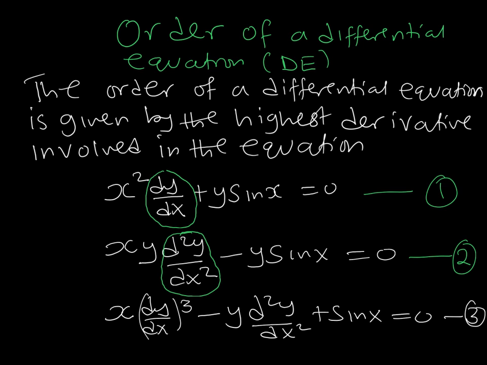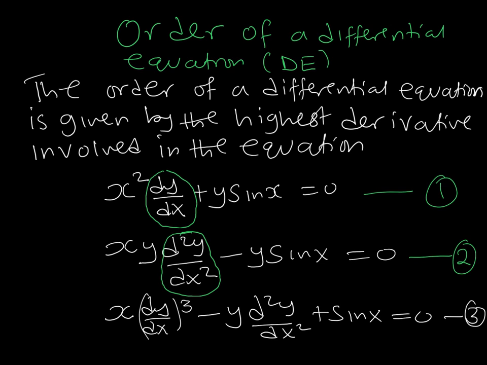Now let's look at this equation 3. It is x times the first derivative cubed minus y times d2y by dx squared, then plus y sine x is equal to 0. Yeah, a student might be confused about this equation. One might be tempted to think that this is a third order differential equation because you are saying dy dx has been cubed. But that's not true, okay?